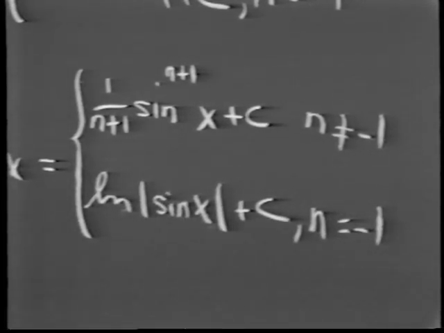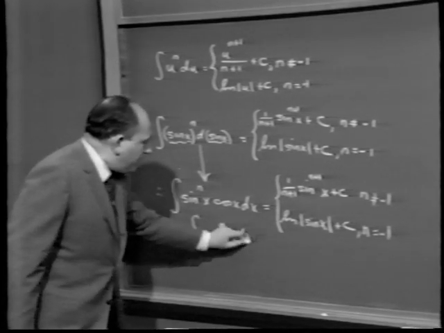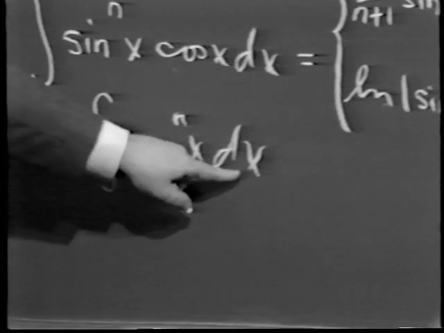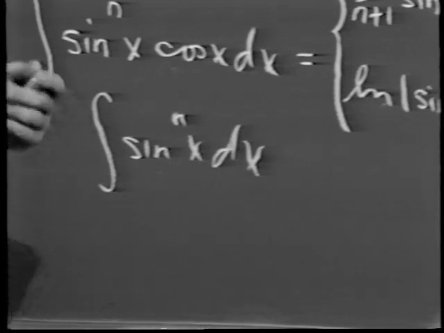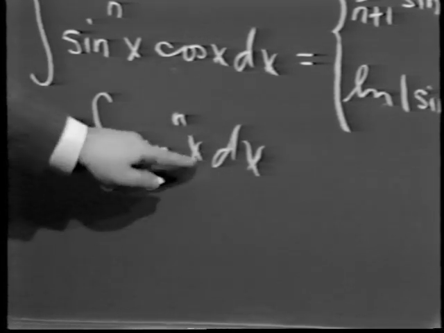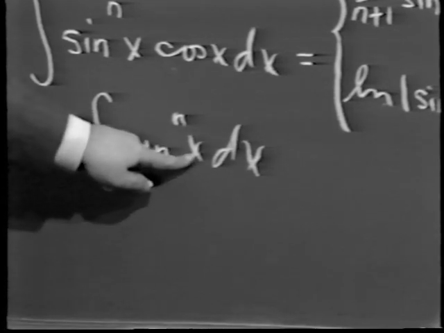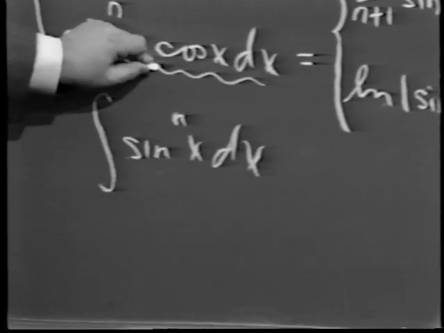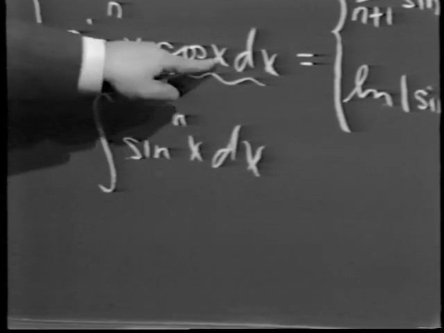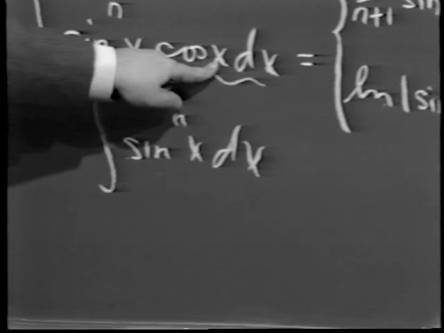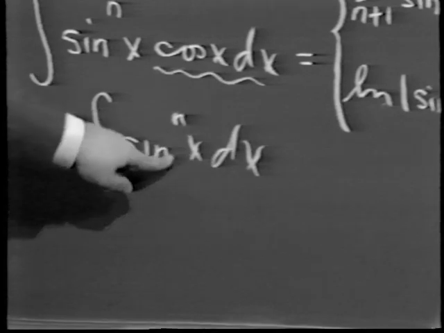Again, notice this looks more complicated than this, but to get our problem into the form u to the n du, notice that the natural substitution here is to let u equal sine x, in which case du would be cosine x dx. In other words, the extra factor of cosine x here actually is to our advantage, because when we make the substitution, it gives us the form that we want. With the factor missing, we're in a little bit of trouble.